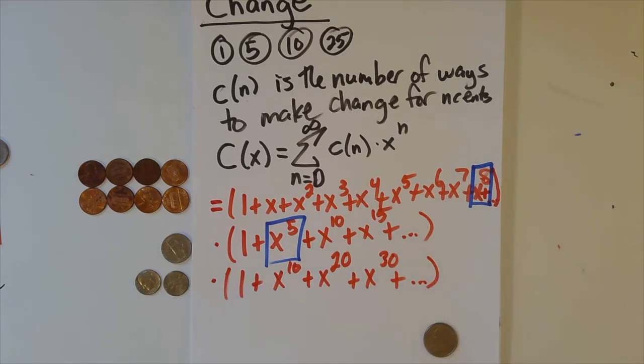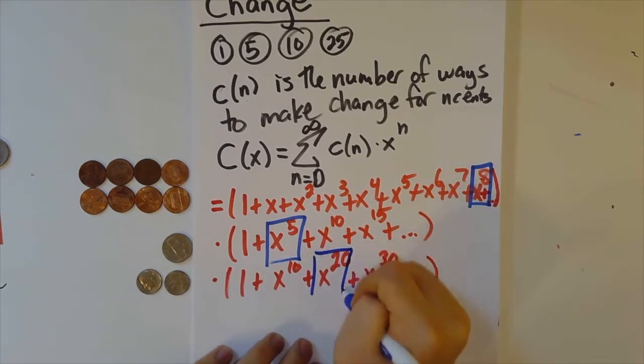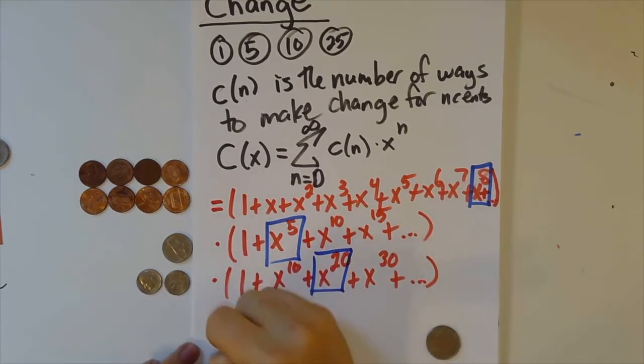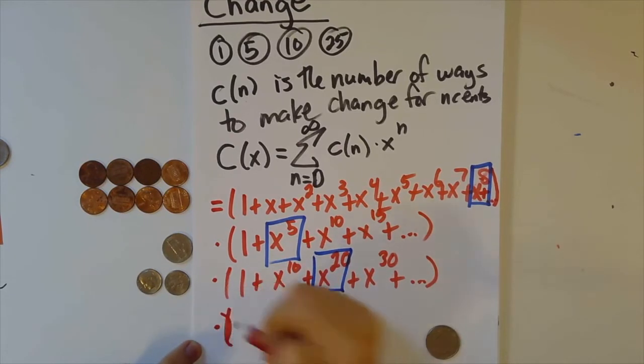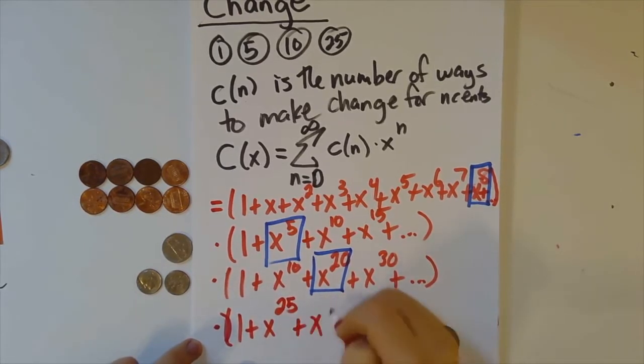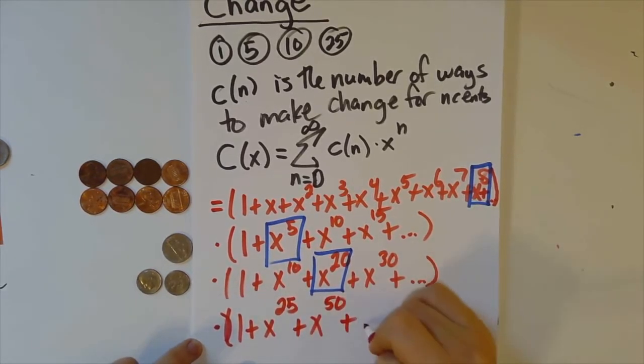And then last up, we have to deal with quarters. Oh, sorry, I should say we had 2 dimes. Okay, and so last up, we have to deal with quarters. Again, as soon as I have 1 quarter, I've got 25 cents in quarters, or I could have 50 cents in quarters, or whatever.